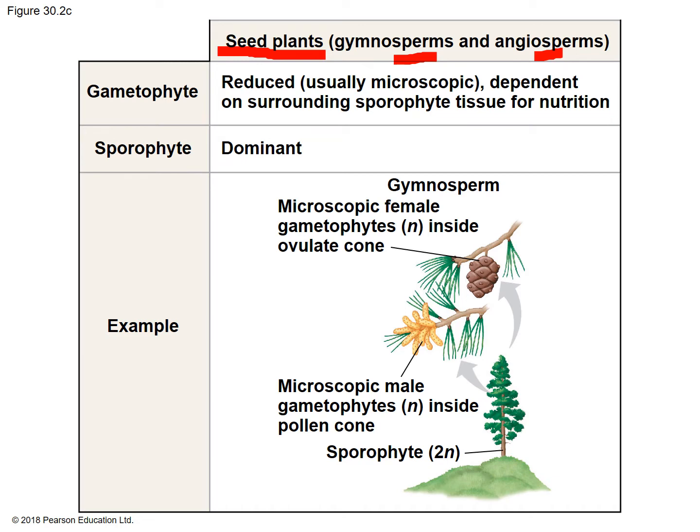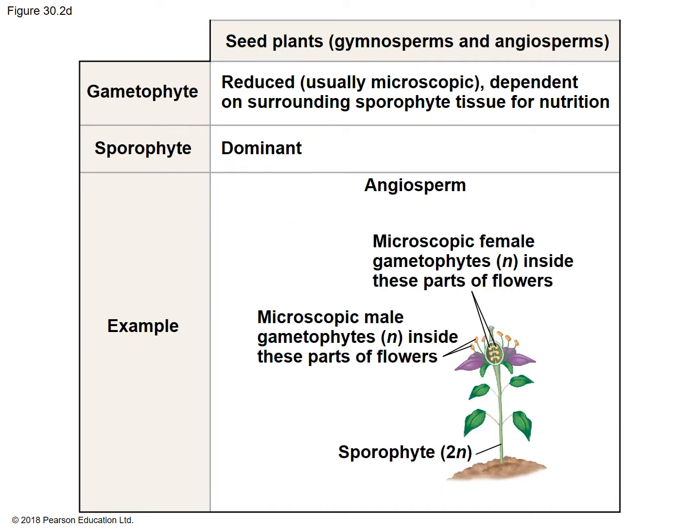Female gametophytes are found here inside this ovulate cone, the megastrobilus, and the microscopic male gametophytes are found inside this pollen cone, or microstrobilus, and both are carried on the sporophyte and dependent on the sporophyte for nutrition. In angiosperms, the gametophyte is also reduced and microscopic and depends on sporophyte tissue for nutrition.